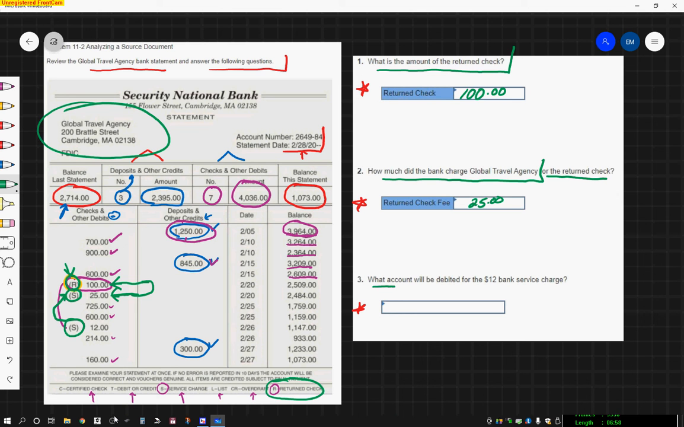Now, what account will be debited for $12 for the bank service charge? What is the bank service charge, first of all? Well, for the luxury of having your money at the Security National Bank, and for them to be able to clear your checks and provide you the statement and that high level of service that they claim to give you, they're going to charge you $12 a month. So that's a bank fee.